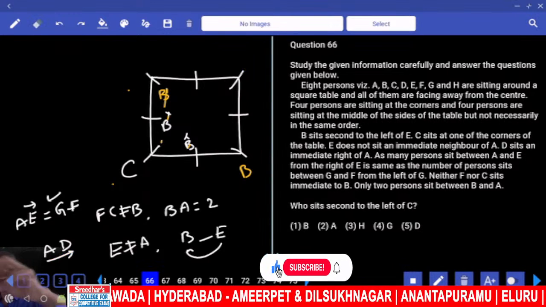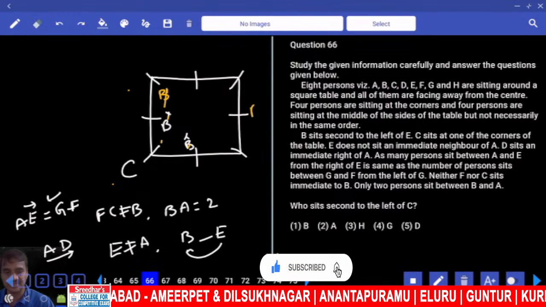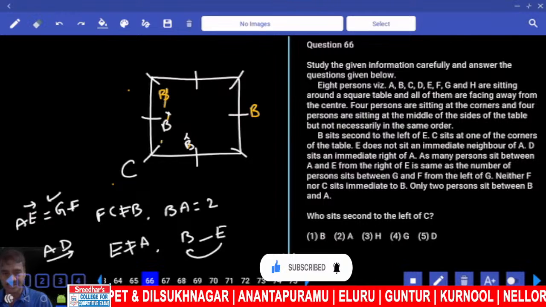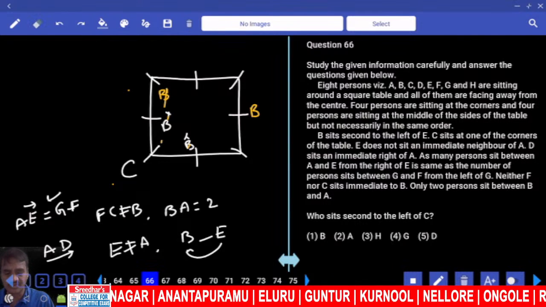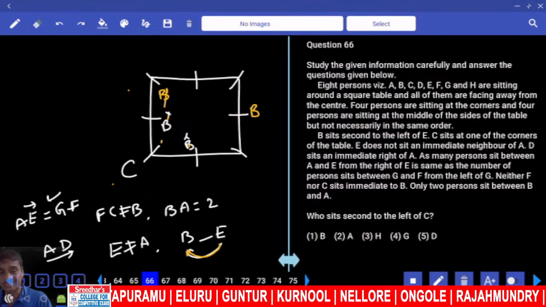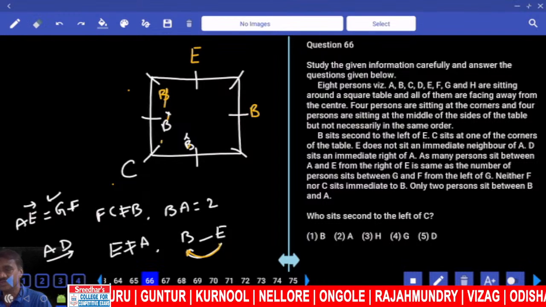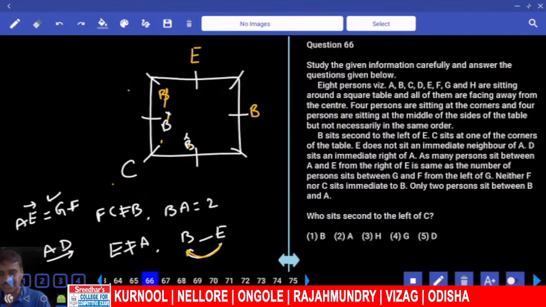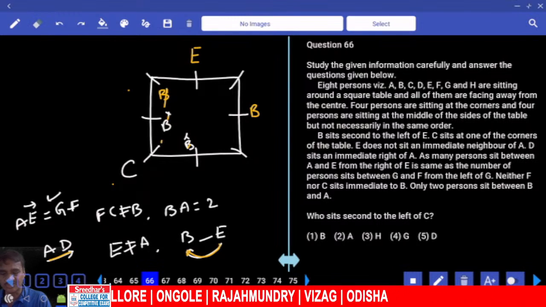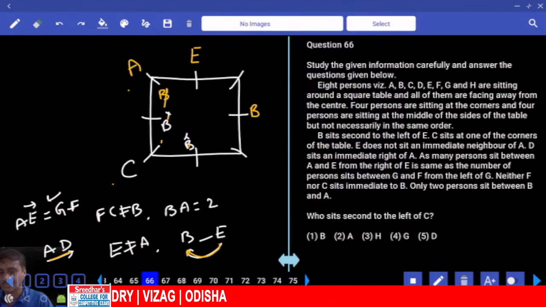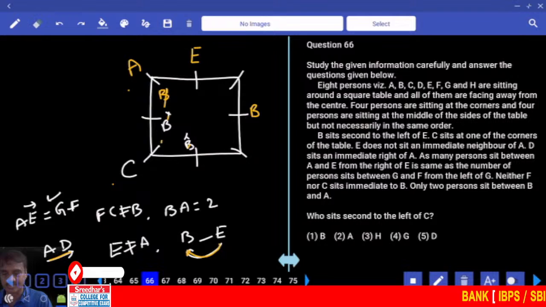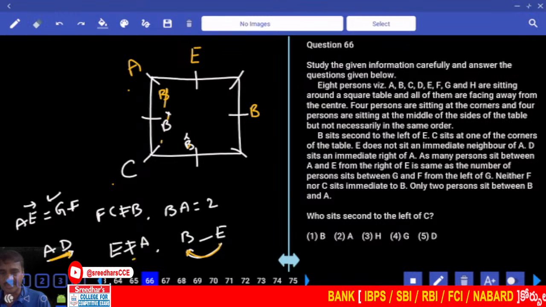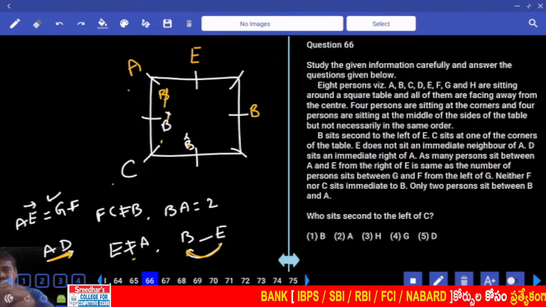Got this one? As B cannot be here, what is the other possibility for this B? B is here. If B is here, then B sits second to the left of whom? B sits second to the left of E, so E must be here. B is seated second to the left of E, and at the same time D is to the immediate right. Now between B and A there are exactly 2 people, so A is here. But A cannot be at this place. Why can A not be here? Because A and E are not adjacent to each other. Hence we cannot have B at this place.